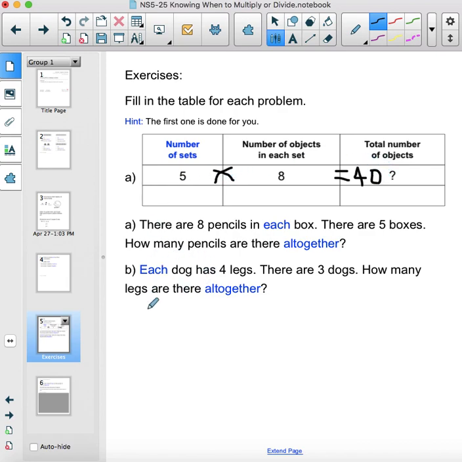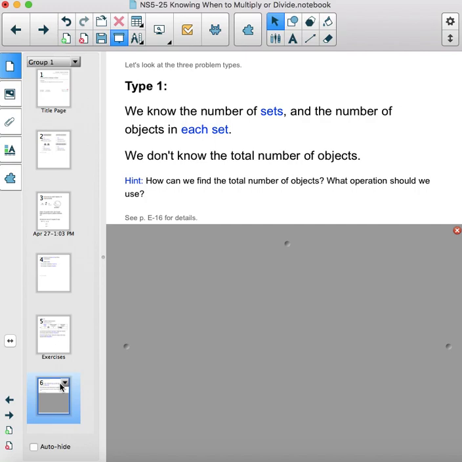Okay, so take a look at the second one and see if you can figure that out. It says each dog has 4 legs. There are 3 dogs. How many legs all together? You'll note that in this case, we're multiplying. So pause it if you need to. I'm going to keep going on and see what you find out.